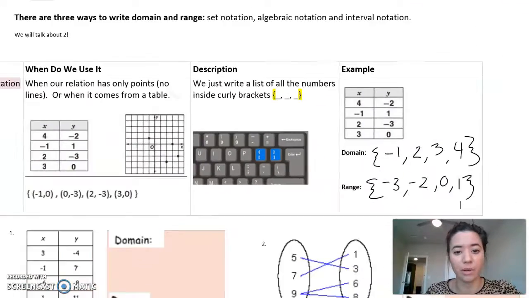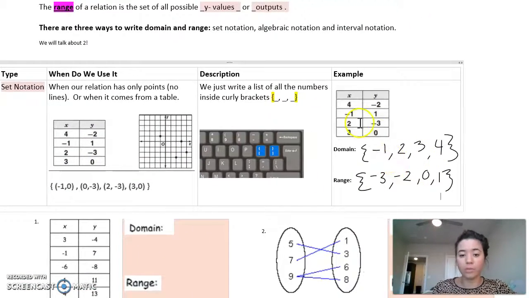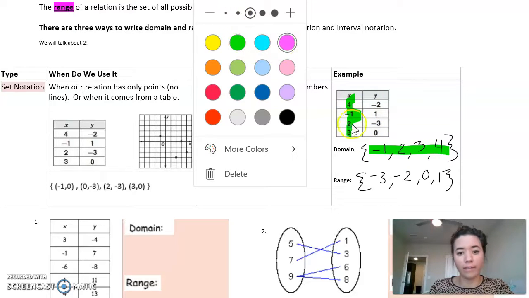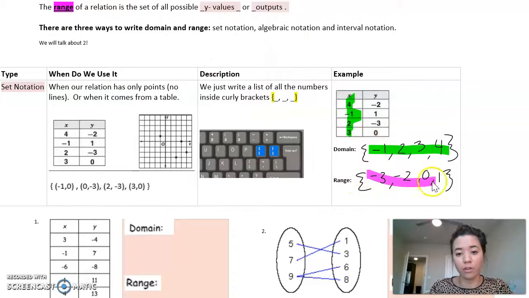Again, we put it in order from least to greatest. We simply list the numbers in order inside a set of curly brackets. These are all of the x values pulled from this column. I can go like this if this helps. And then the range was all numbers from this column, all of our y values. So that is set notation.